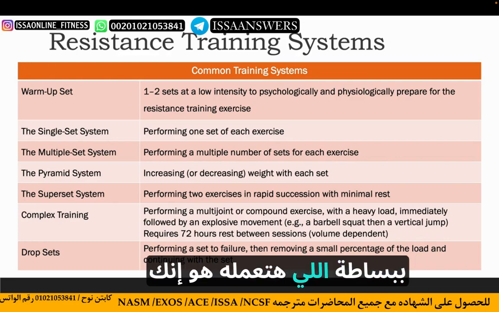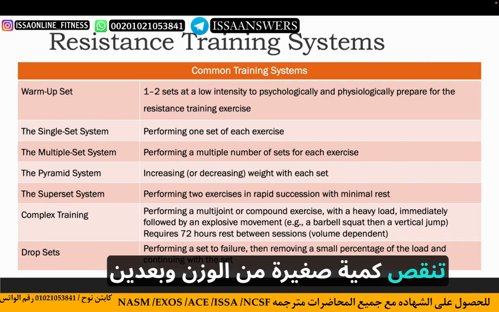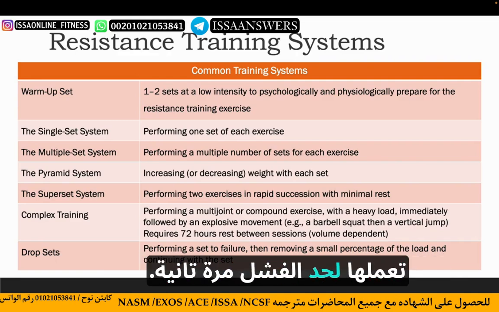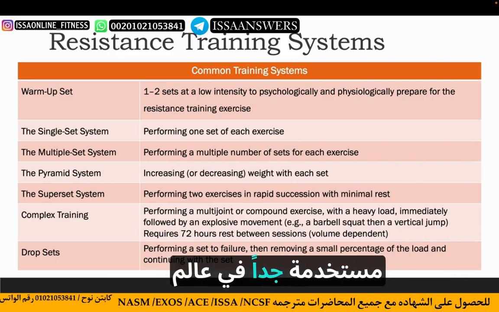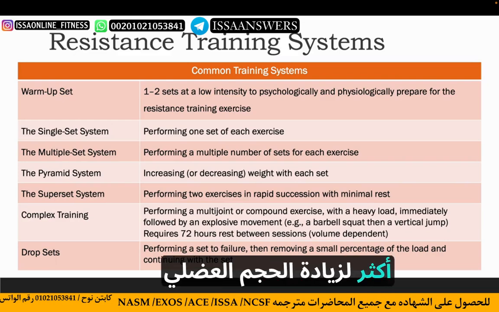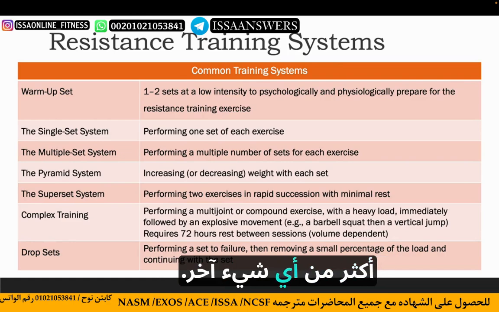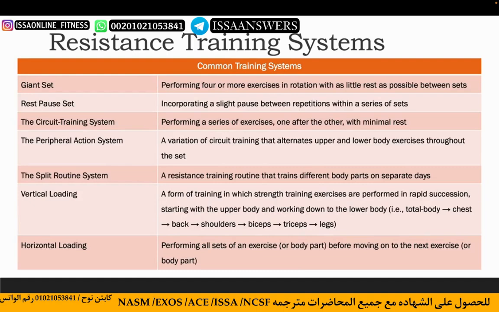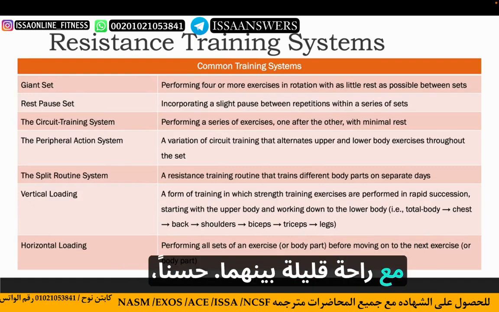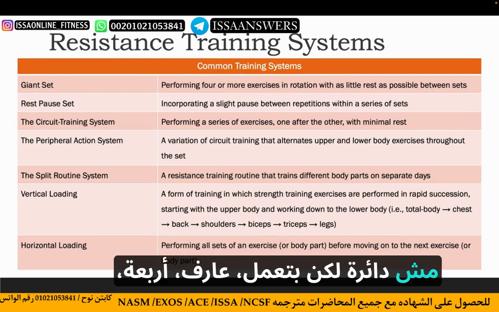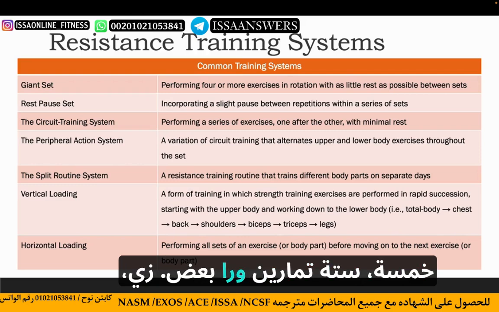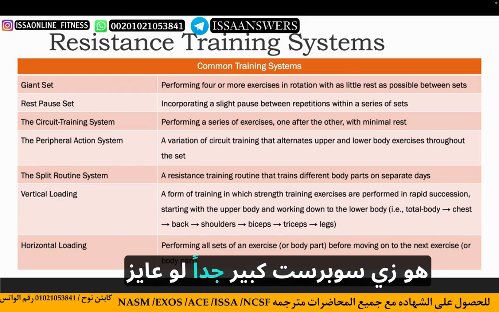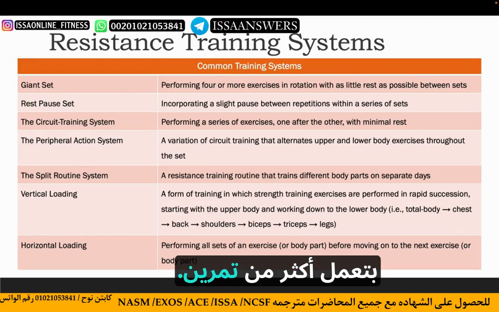Drop sets, basically what you're going to do is go until failure, drop a small amount of weight, and then do it until failure again. Very well used in the bodybuilding world, more for hypertrophy than anything else. Giant sets, 4 or more exercises with as little rest in between. Not a circuit, but you're doing 4, 5, 6 exercises in a row. It's like a really big, long superset, because you're doing more than one exercise.